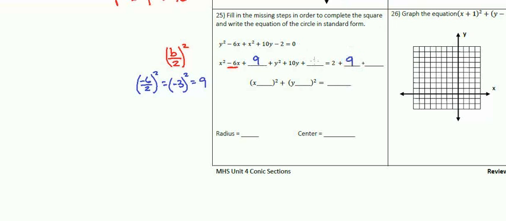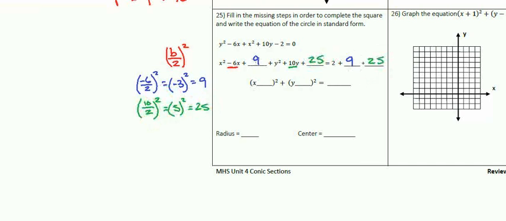Now let's find the value for the missing blank here with the y terms. So in this case, we see that b on this side is 10. So we have to plug that into our equation. That's (10 over 2) squared, which is equal to 5 squared, which is 25. So the missing value here to complete the square is 25. Of course, if we add it to the left, we have to also add it to the right side.